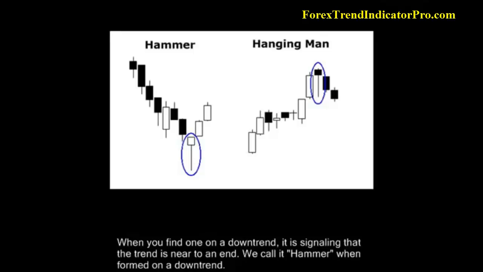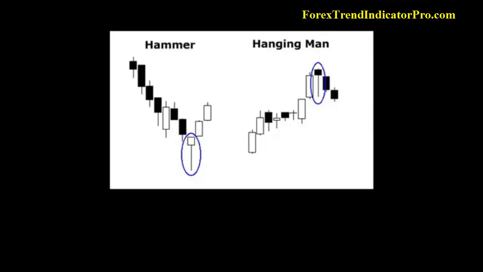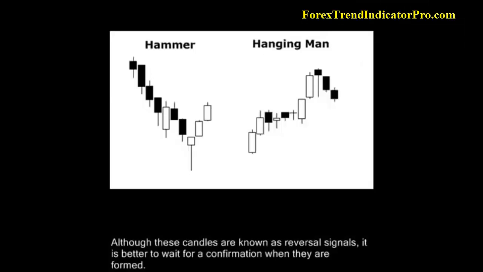We call it a hammer when formed on a downtrend. A similar candle on an uptrend signals that the uptrend is close to an end. We call it a hanging man when formed on an uptrend. Although these candles are known as reversal signals, it is better to wait for a confirmation when they are formed.